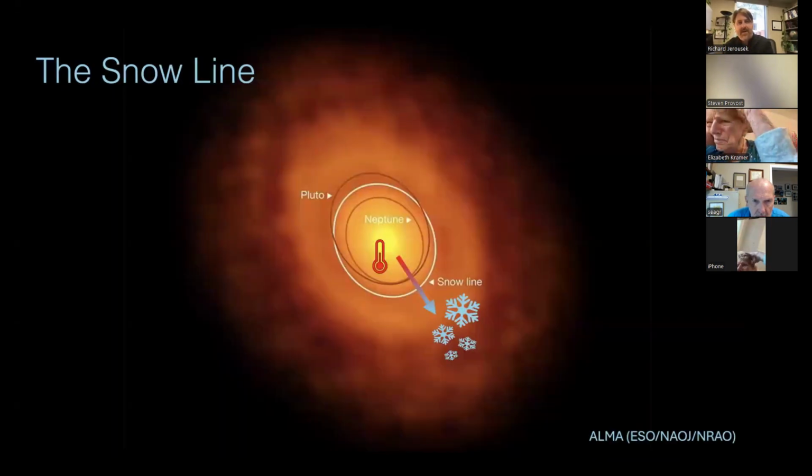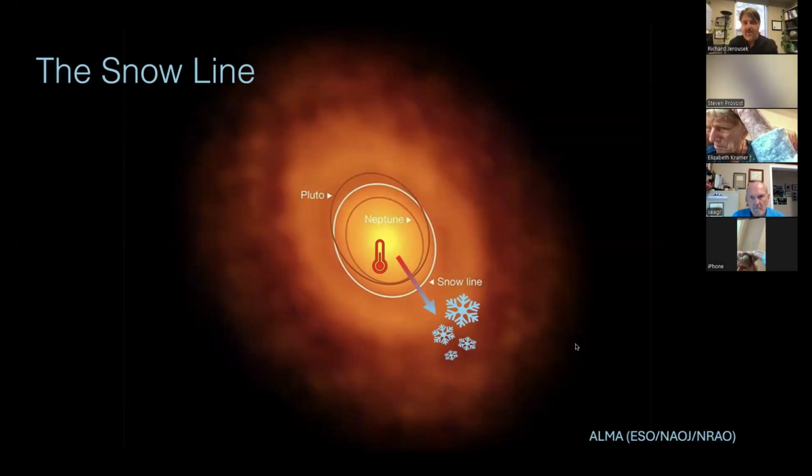Okay, so here's just another one of those, and you can see that I've got an arrow on here which is showing the temperature gradient, and the temperature drops off as we move away from the center in the disk. Well, eventually, you reach a point where the temperature is low enough for ices to condense.